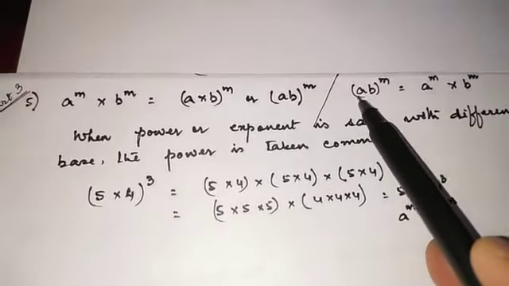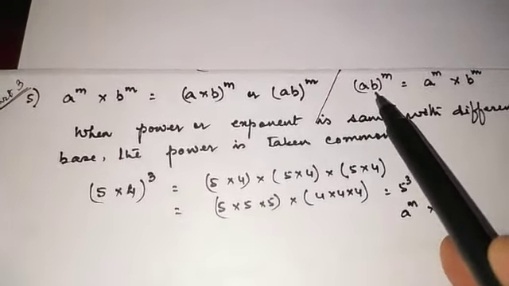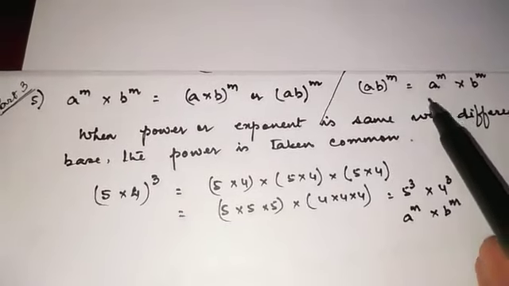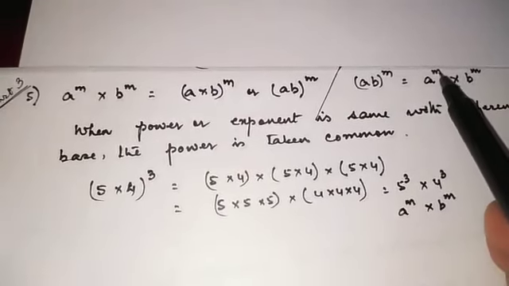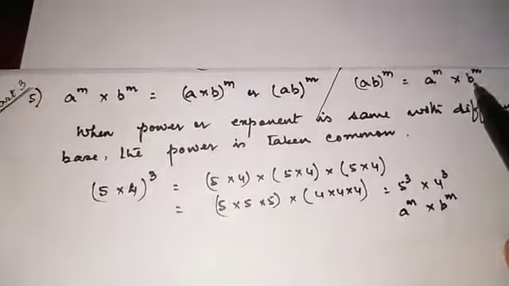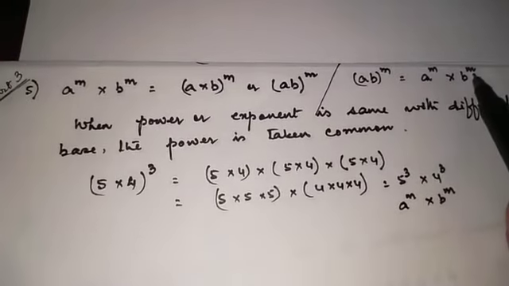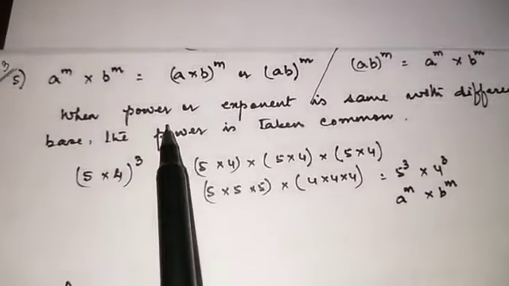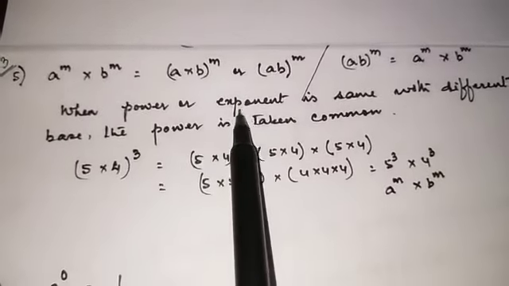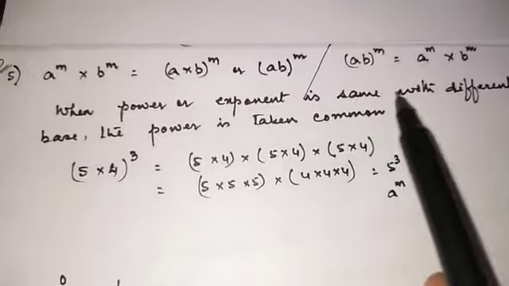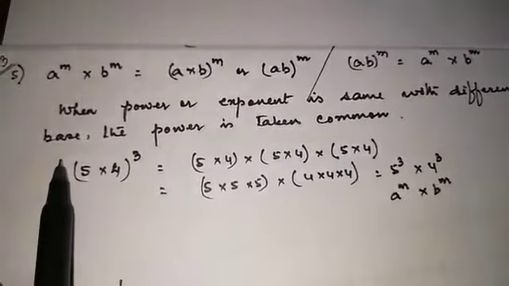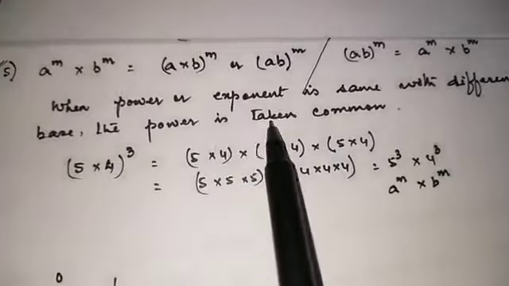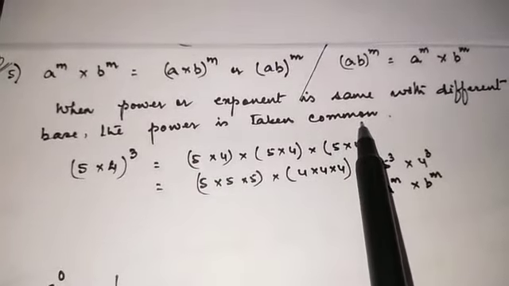Vice versa, if it is given (ab) raised to the power m, this means a raised to the power m multiplied by b raised to the power m. That is, when the power or exponent is the same with different bases, the power is taken common.